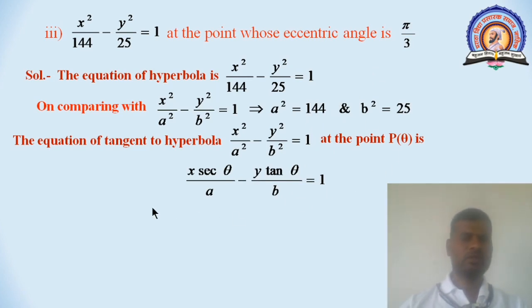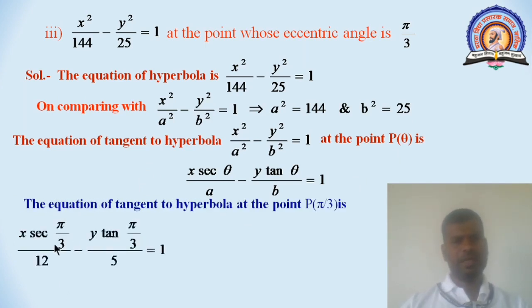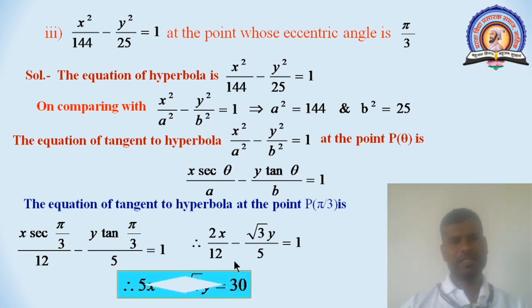Put those values, you will get x·sec(π/3)/12 − y·tan(π/3)/5 = 1. So sec(π/3) is 2 and tan(π/3) is √3. On simplifying, we get the equation of the tangent as 5x − 6√3y = 30.